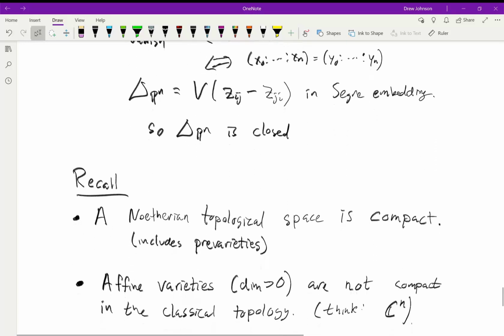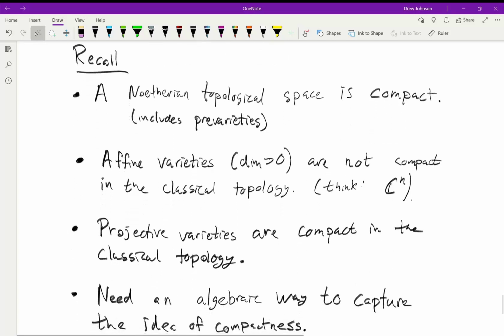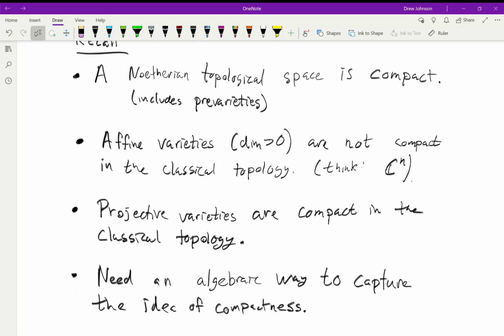But here's the thing we actually want to capture. Affine varieties of dimension greater than 0 are not compact in the classical topology. Think of affine space C^n, which is not compact. Compare that to projective varieties. Projective space, for example, is compact in the classical topology. I'm not sure if we gave a proof of that or not, but you should think that in your head at least. Somehow we want to capture the difference between affine varieties and projective varieties, this compactness in the classical topology, but we want an algebraic version of it that works over any field and makes sense that way.